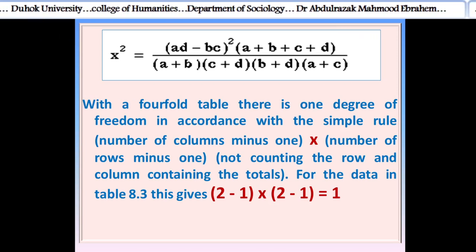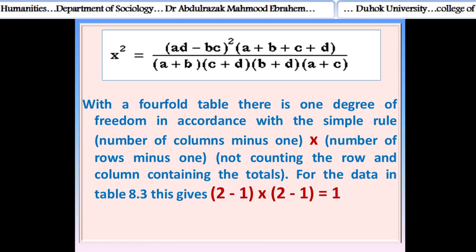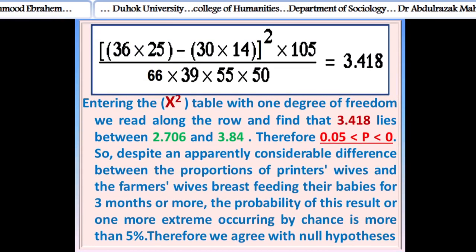With a fourfold table, there is 1 degree of freedom in accordance with the simple rule: number of columns minus 1 multiplied by number of rows minus 1, not counting the row and column containing the totals, for the data in table 8.3. This gives 2 minus 1 multiplied by 2 minus 1 equals 1. What is the meaning of 1 here? This is a degree of freedom.